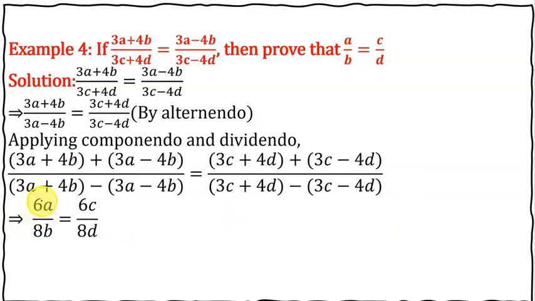Now next, cancelling from both sides 6 upon 8, 6 upon 8. Then you will get here a upon b is equal to c upon d. Okay, and hence a upon b is equal to c upon d.